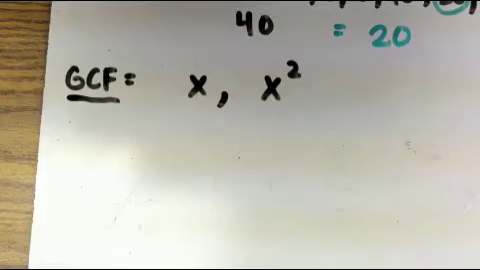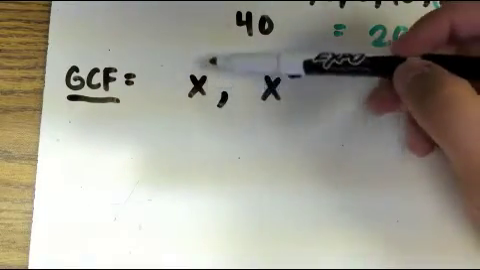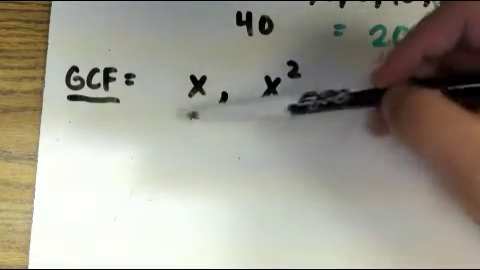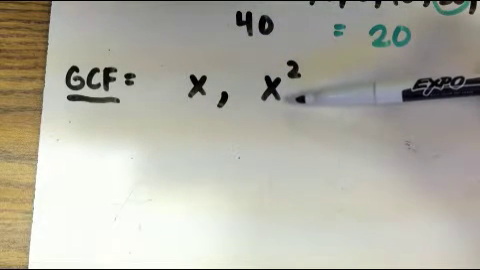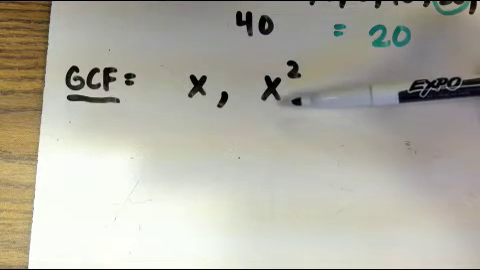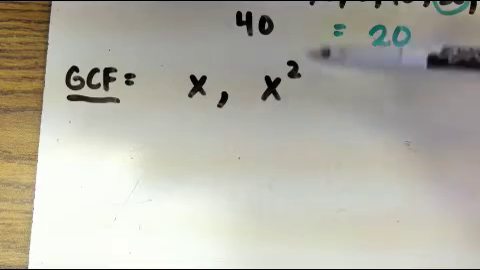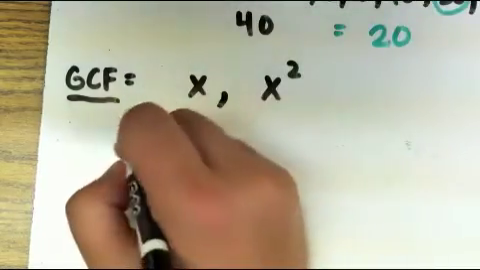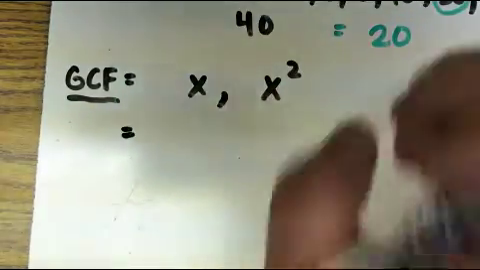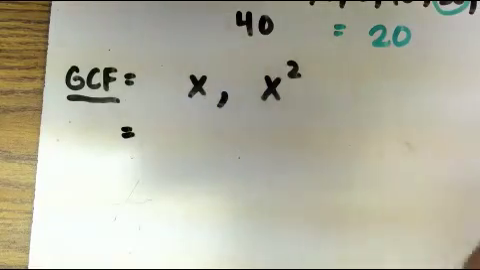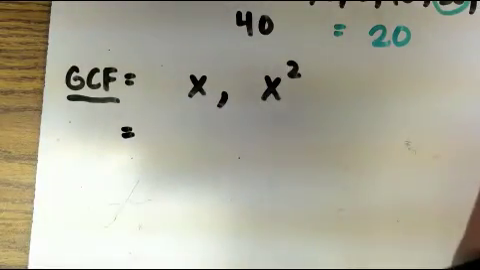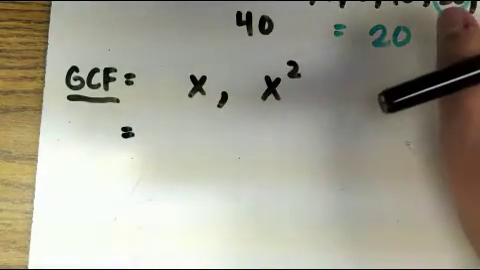All right, so let's think about this. This term right here is one plain old x. This right here represents two x's, correct? X times x, which is why we have the squared here. So my question to you is, what is the highest number of x's that they both at least have in common? How many do they at least have in common?